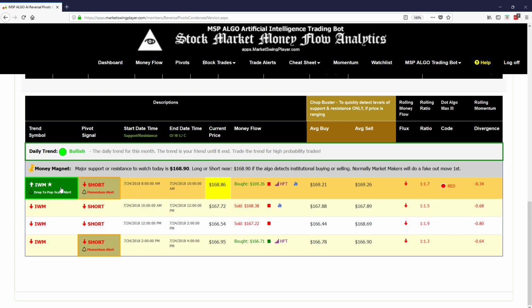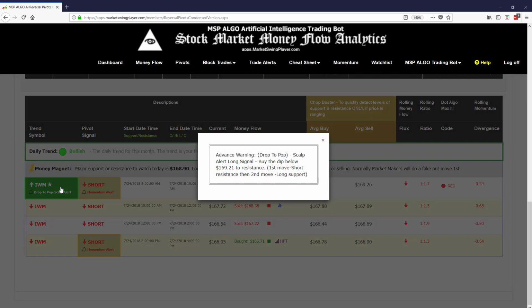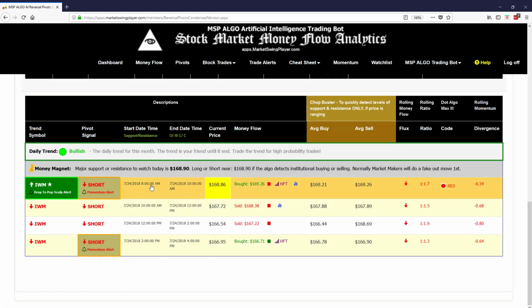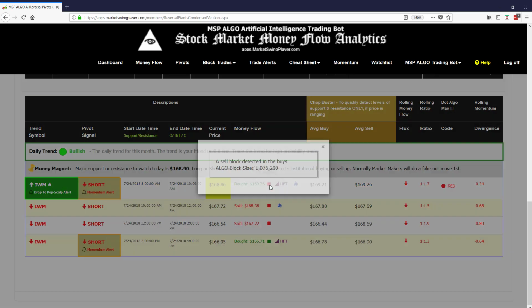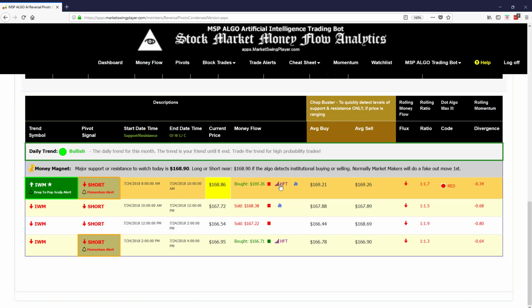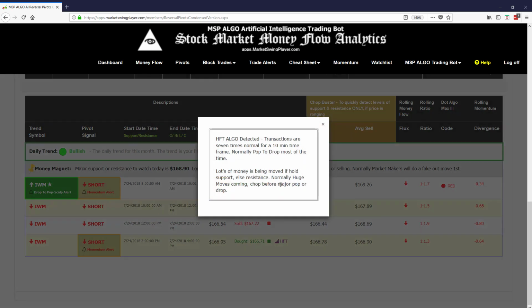We had an alert. First move short resistance, second move long support. We now had to look and see where price is. Is it near support or resistance? We could see prices going up. It was at 169.26 here. We could see that there was a sell block within those buys, an algo block. We could see that this HFT was detected there.